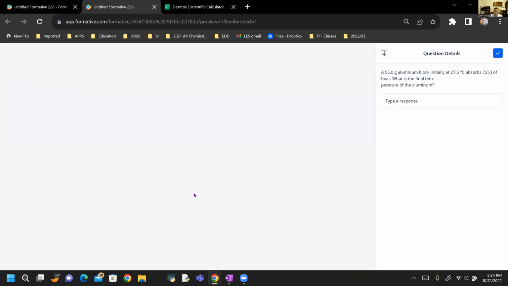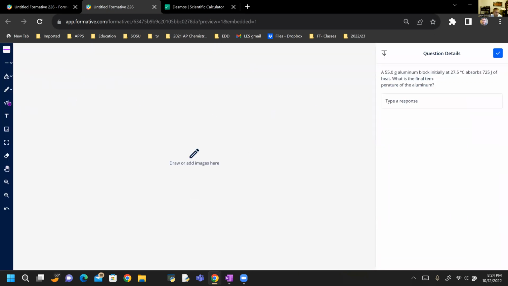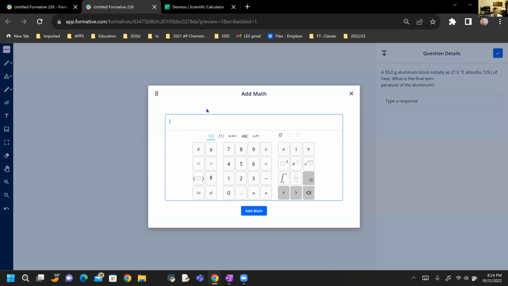All right, so if we look at this, we know that we're going to be using our heat formula because it says what is the final temperature of aluminum. We know that we're going to use our formula Q equals mass times specific heat capacity, and then times our delta T. You can get your delta over here. Whoops, we got to go back up here. Times delta T.